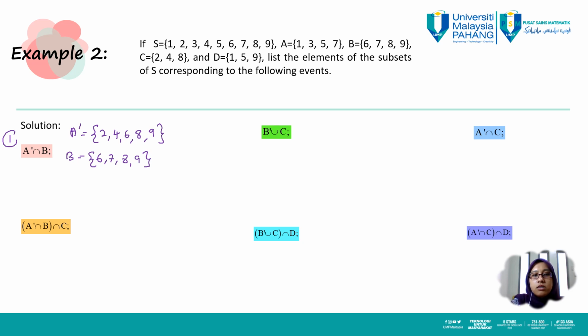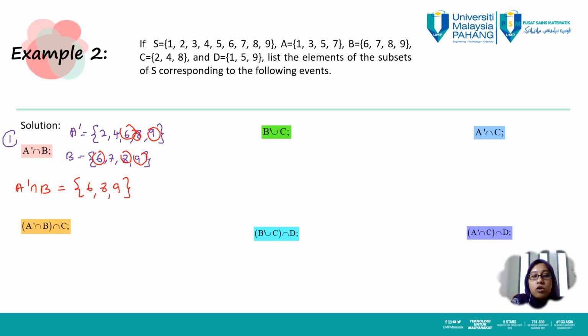So the question asks to find A prime intersect with B. Intersect means we must find the elements that A prime and B have in common. So the same elements between A prime and B, we have 6 here, we have 8 and also 9. That means A prime intersect with B is equal to 6, 8, and 9.